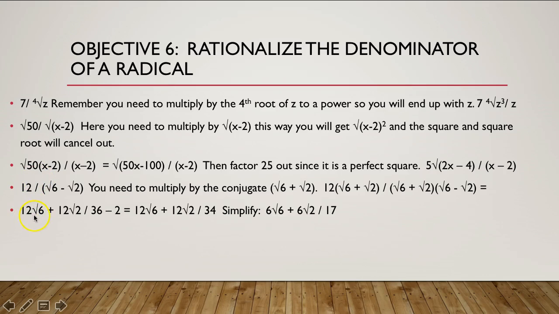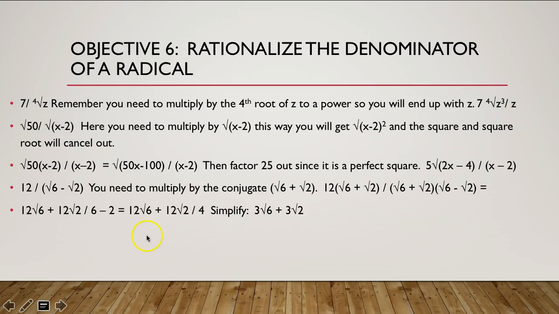Then distribute the 12 in so that you have 12 times the square root of 6 plus 12 times the square root of 2. Remember, here the conjugate gets rid of the middle terms, so you really only have to multiply the square root of 6 times the square root of 6 and the square root of 2 times the square root of 2. That gives me the square root of 36.